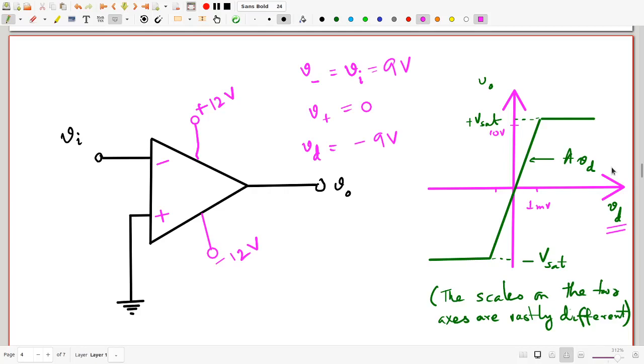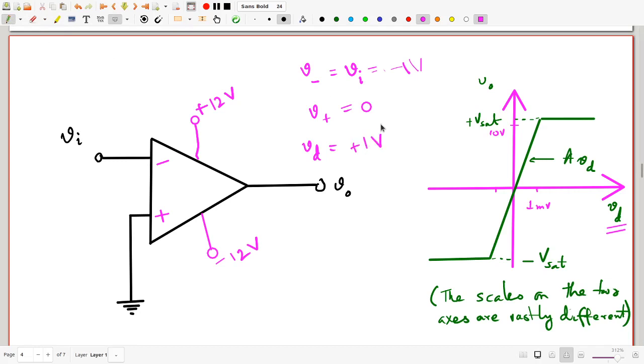So far we have only been considering positive input voltages. What happens when the input voltage goes negative? Let's say Vi is minus 1 volt. Then what happens is this. Oops. Suppose Vi is minus 1 volt. Then Vd is no longer negative. Vd actually is now plus 1 volt.